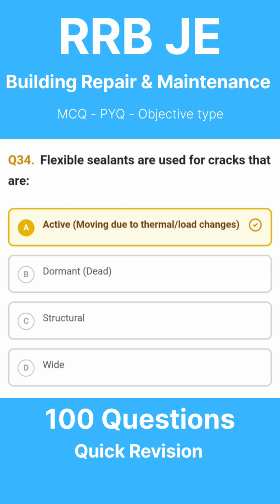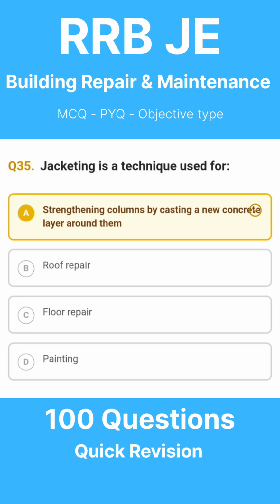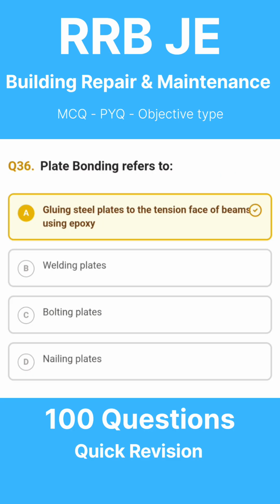Question 34. Flexible sealants are used for cracks that are. The correct answer is active moving due to thermal or load changes. Question 35. Jacketing is a technique used for. The correct answer is strengthening columns by casting a new concrete layer around them. Question 36. Plate bonding refers to. The correct answer is gluing steel plates to the tension face of beams using epoxy.